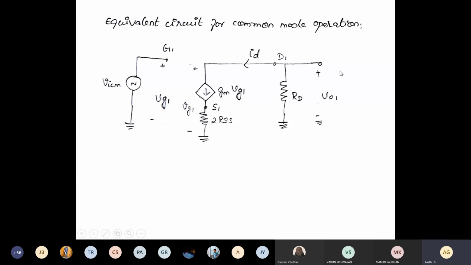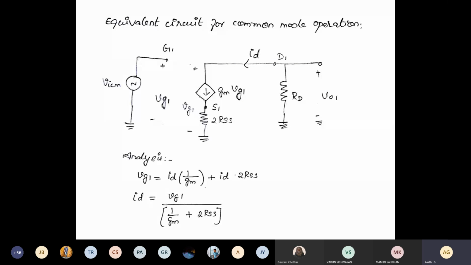From the circuit we are going to calculate the gain. We are ultimately going to calculate V01 by VICM, the common mode gain. First, we are calculating VG1. VG1 can be written as the current ID into 1 by GM, that is, we calculate the drop across this constant current source plus across this resistance. This voltage drop will be this current into this resistance. Here it is 1 by GM, which is the inverse of the transconductance. So it is the current into 1 by GM plus the current into the resistance 2 RSS.